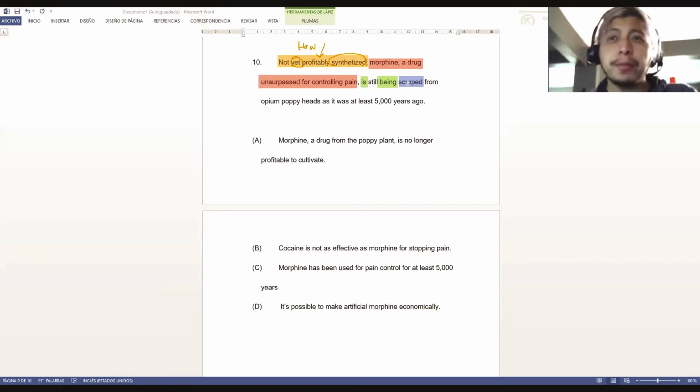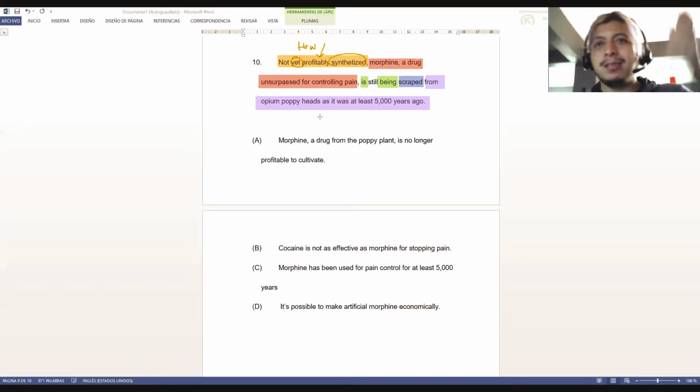What is a scrape? It's being gotten from. It's been yielded. It's been produced from. It's been obtained from. Where do we obtain morphine? From opium poppy heads, as it was at least 5,000 years ago. The poppy is the poppy plant, amapola is just the name of the plant. And the poppy head is a part of the plant.